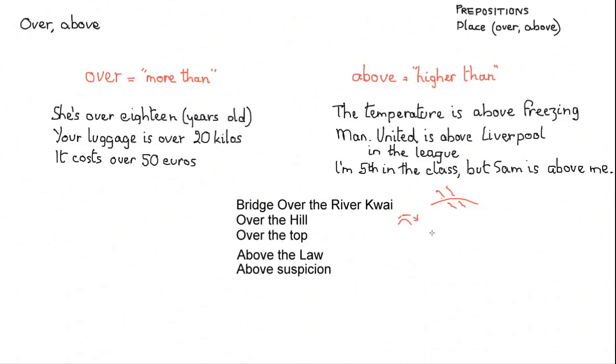And then over the top, probably from the First World War, when the soldiers had to come out of the trenches and over the top. And there's the movement. Now the last two, above the law and above suspicion, are a bit different. We've got something like the law, write it there, and the person is above, at a higher level than the law, or suspicion. Again, the person is above or at a higher level.